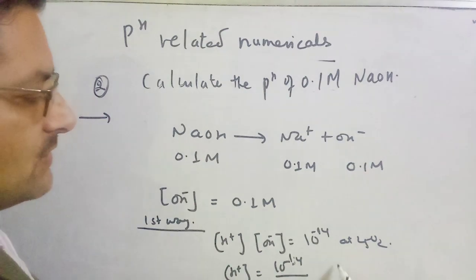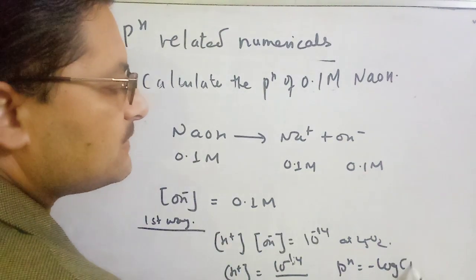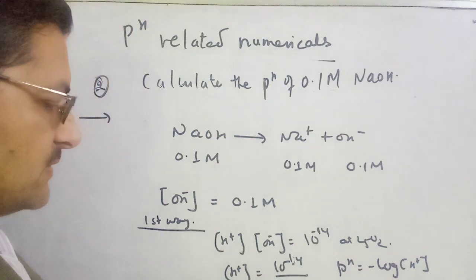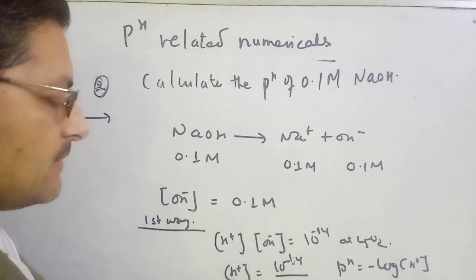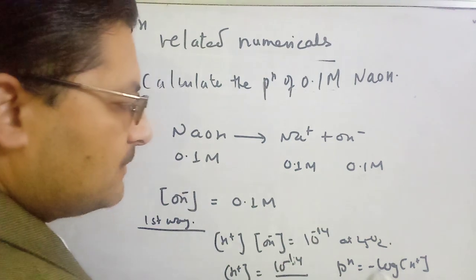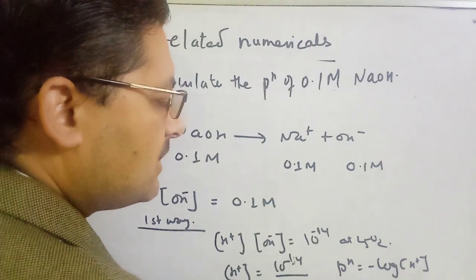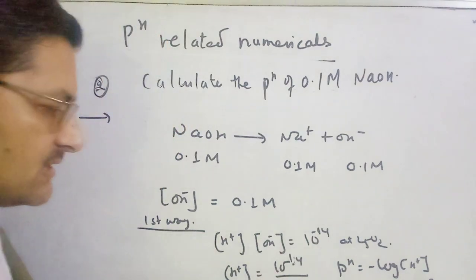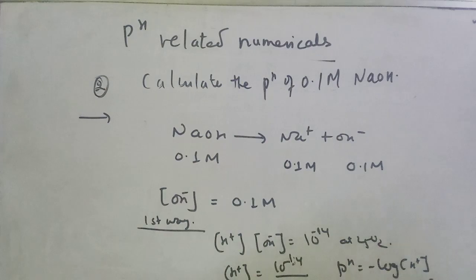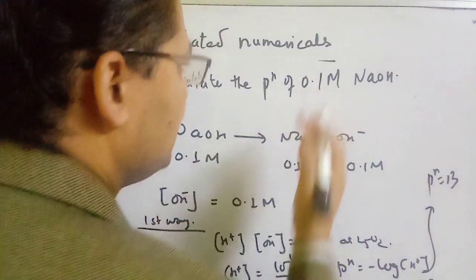And once you get the H plus ion concentration, then pH equals minus log H plus ion, you can put there. 0.1 is 10 to the power minus 1, and that goes upside. So 10 to the power minus 13, I think it will be 10 to the power minus 13. So pH equals minus log H plus ion, that is minus log 10 to the power minus 13. Therefore pH is equal to 13 here. So you can calculate the pH of 0.1 molar NaOH in this way, and the pH you get is 13. So in this way you can calculate the pH for a basic solution.